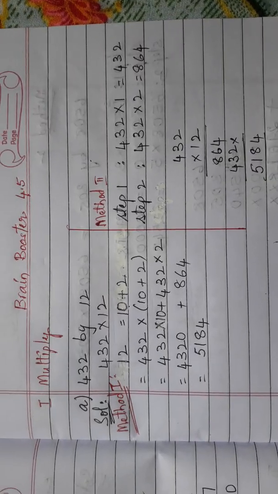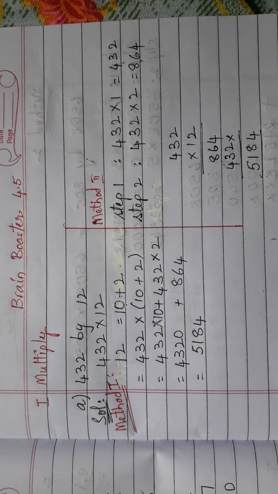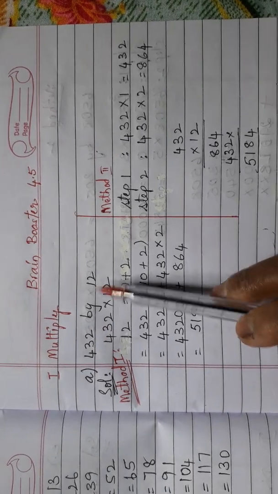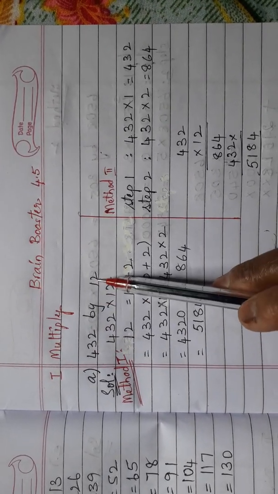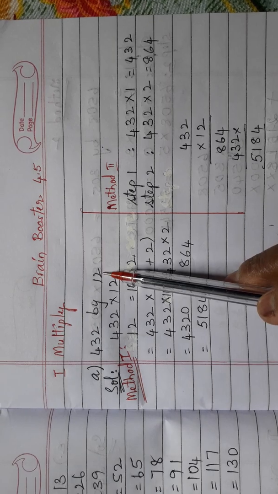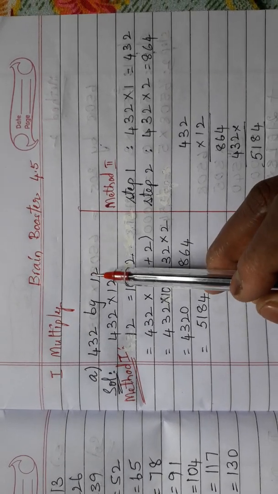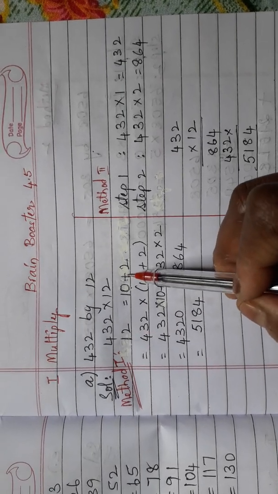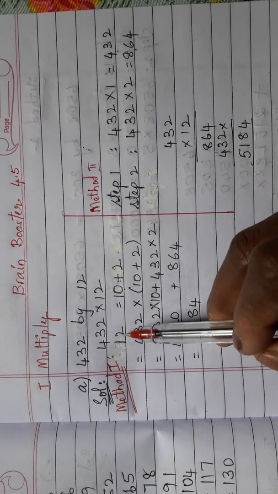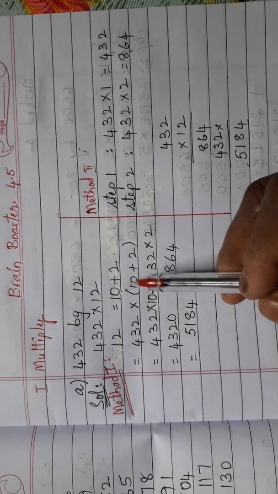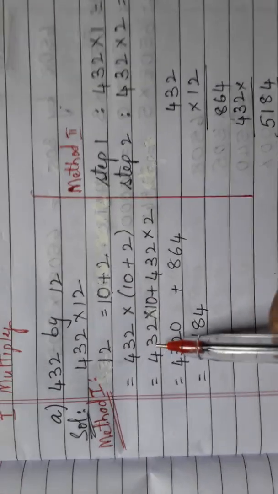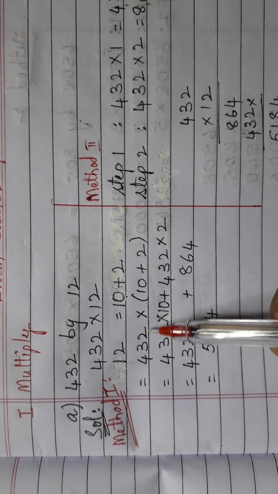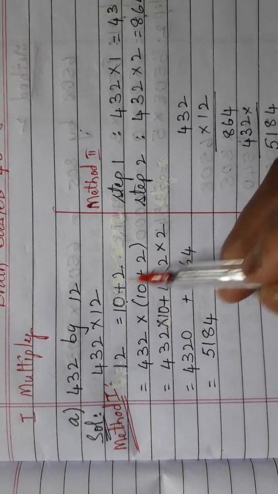Now children, this is the exercise, Brain Booster 4.5. I'm going to show you the first sum with 2 digits. Here is 3 digit and the multiplier is 2 digit. So again same, take the multiplier and expand this. So we will get 10 plus 2, that is 12. Now we will multiply the first number, 432 into 10 plus 2.